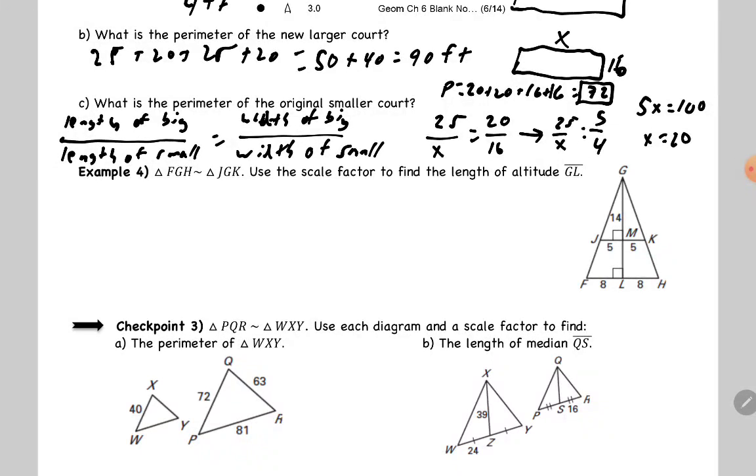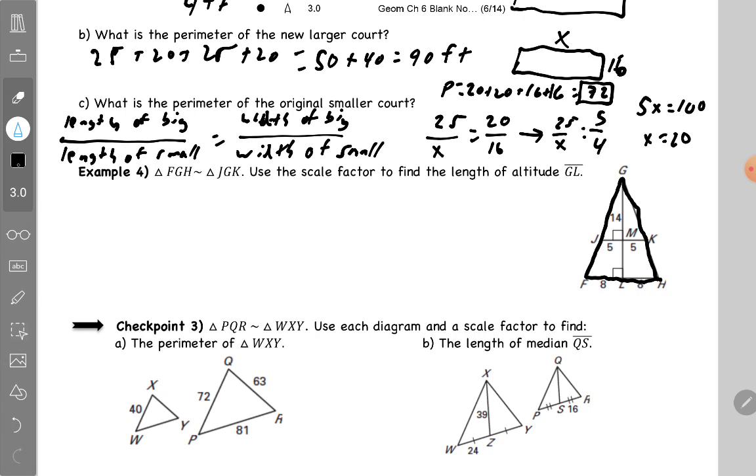The triangle FGH, so this really big triangle here, so I'll overlap it with this black ink right here. So that's FGH, is similar to triangle JGK, so this one. Use the scale factor to find the length of the altitude GL. Okay.